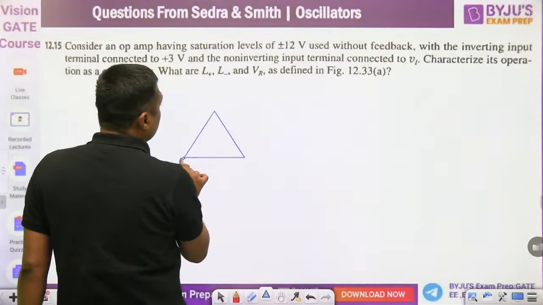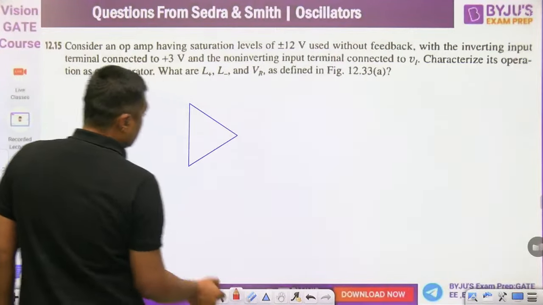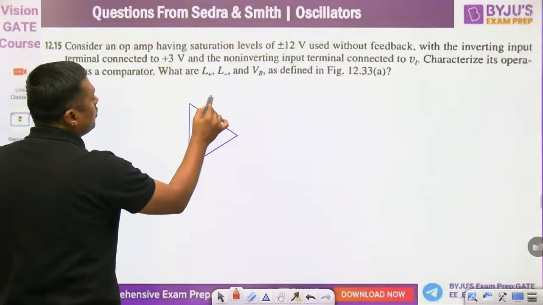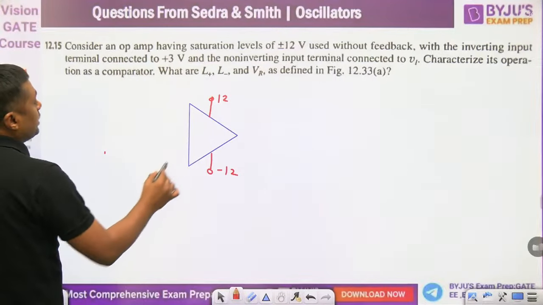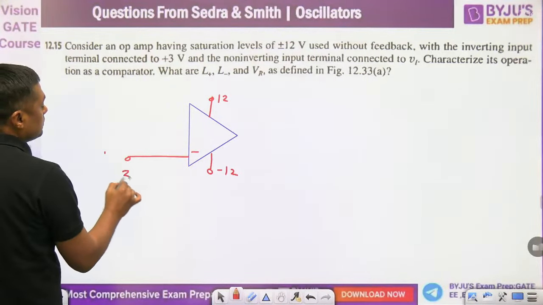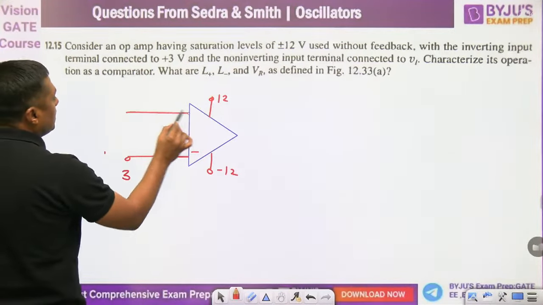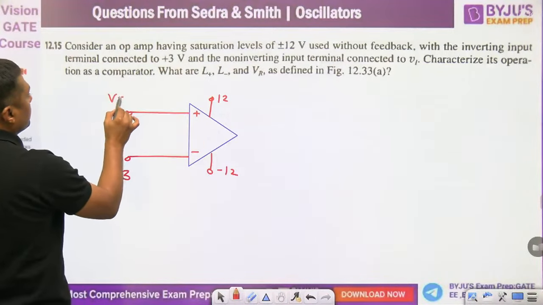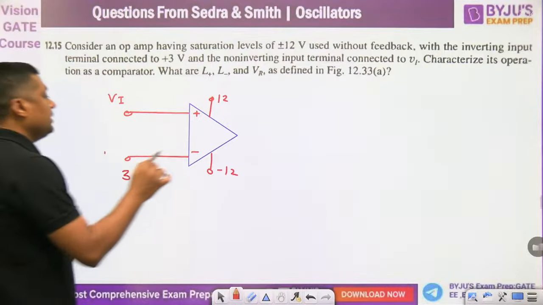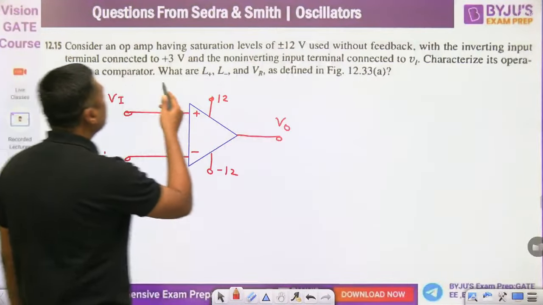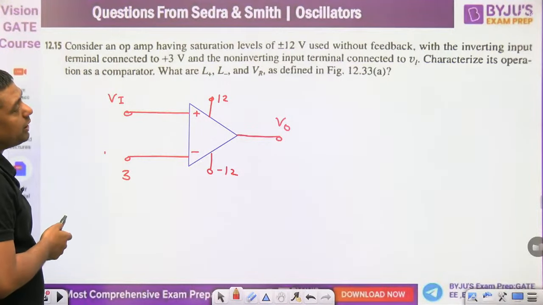Your diagram is not given. You have to design the circuit. Diagram is not given. No problem. And plus minus 12 volt supply, with the inverting input terminal connected to 3 volt, and a non-inverting input terminal connected to VI. Non-inverting terminal directly connected to VI. Okay. Characterize its operation as a comparator, guys. So what is the reference level? 3 volt. What are the L positive, L negative and VR as defined in figure 12.33A?